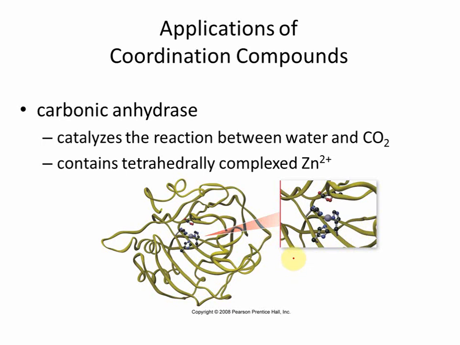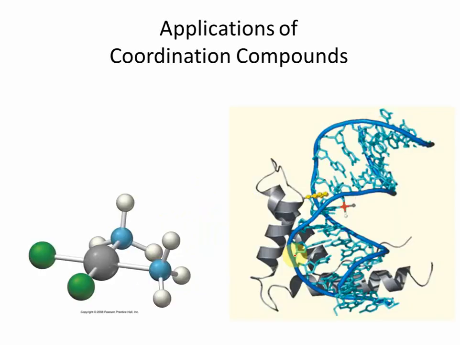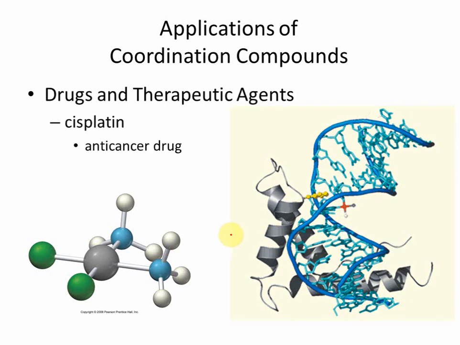And coordination compounds are actually used in drugs and therapeutic agents. The most famous is cisplatin. This is a dichlorodiammine complex, and it has to be in the cis form. And you can see the cisplatin linking to the DNA, causing the bending of the DNA. So it's binding to the bases in the DNA and causing a kink in it. And this kink stops the replication of the DNA, which kills the cancer.